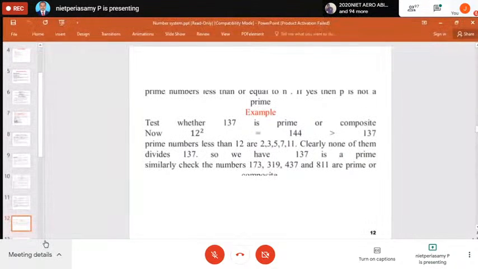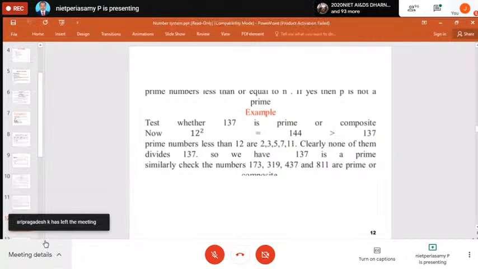No number divides this 137. So from this we conclude that 137 is a prime number. If any one number among these 5 numbers divides 137, then we say that 137 is a composite number.